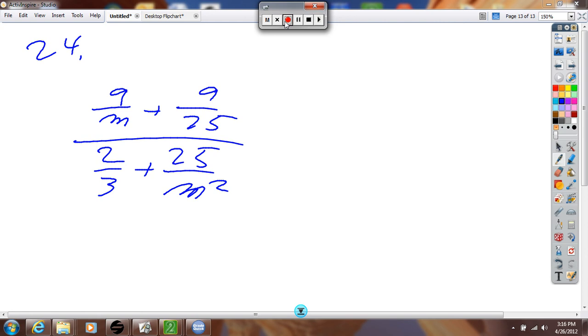What am I looking for here? Common denominator. What's my common denominator for the numbers? 25 and 3, right? 75, because I need 25 and I need 3, and 3 doesn't go into 25, so I have to multiply them together. How many m's do I need? 2. So 75m squared is my common denominator. Put it on all of them.